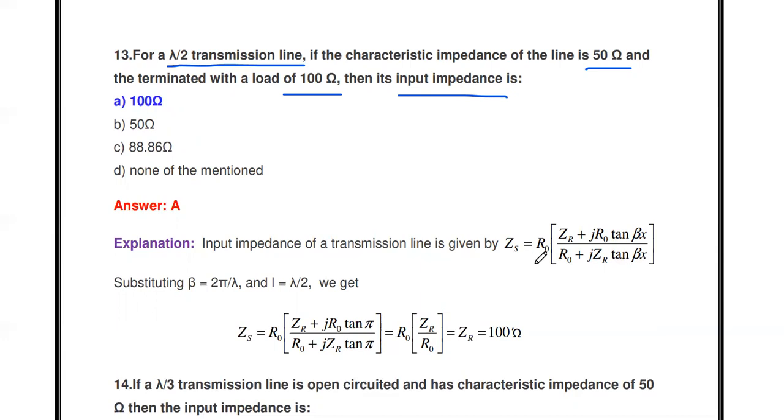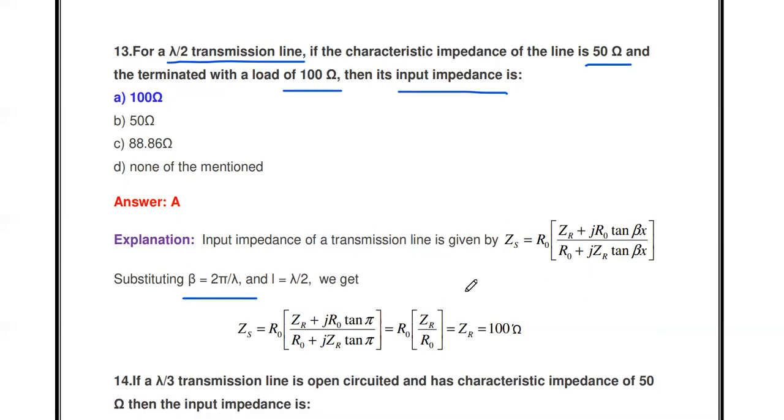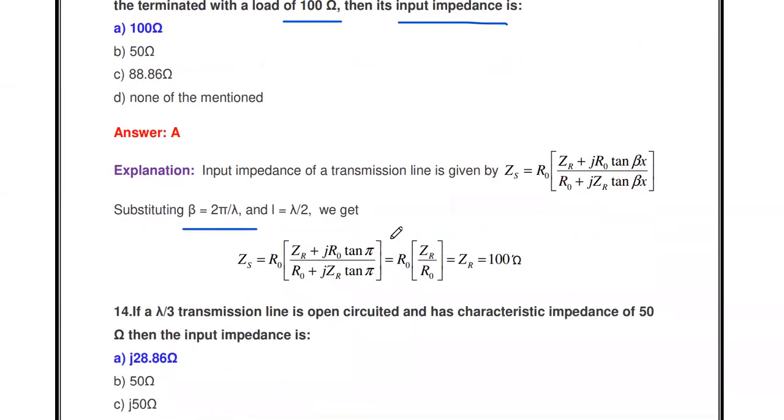So what is the formula? ZS equal to R naught into (ZR plus j R naught tan beta x) by (R naught plus j ZR tan beta x). Here beta is nothing but 2 pi by lambda, and the length L is said to be lambda by 2. So substitute this beta value, L value, ZR value, and R naught value in the above formula. So you see the tan of beta into x: 2 pi by lambda into lambda by 2 is pi. So tan pi, this value is 0.